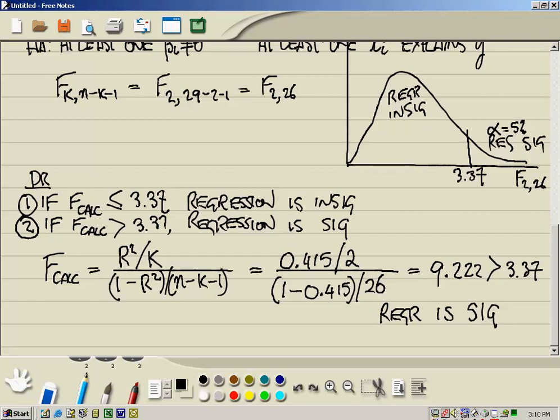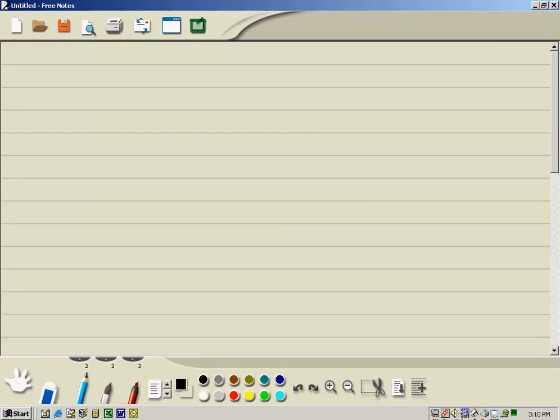The next and final part of the technical analysis, the third part, is the t-tests, to figure out which of the x variables are significant and which are not, if there are any. We'll have one set of hypotheses for all of them.